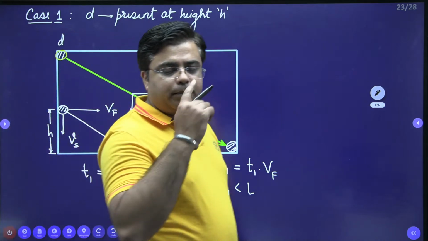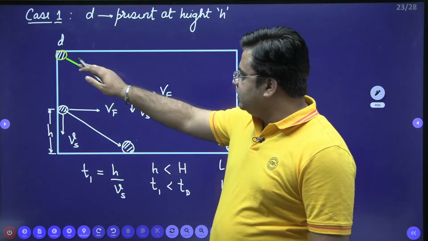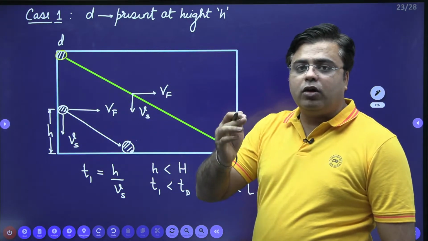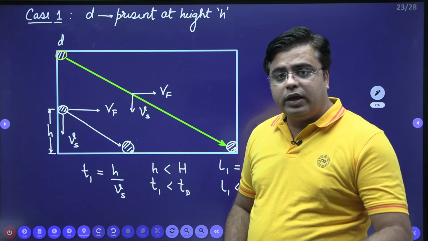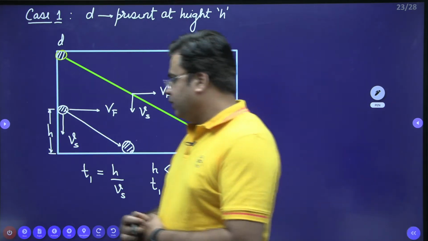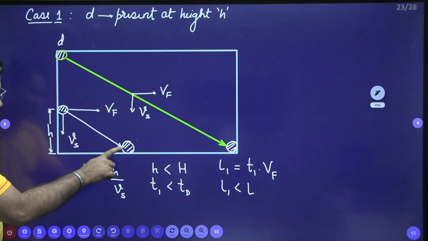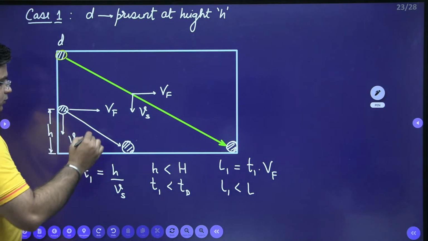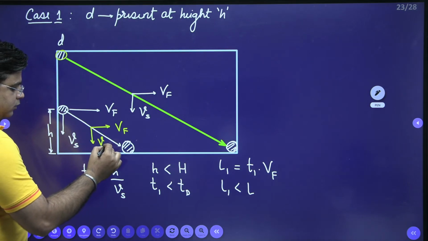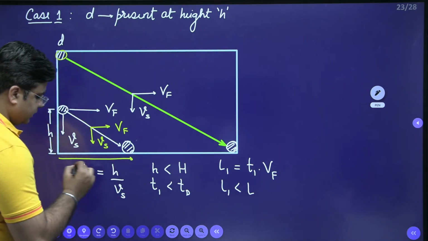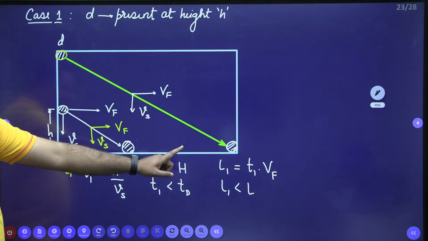So the concerned size of the particle present at height small h will be removed from the system, and the concerned size of the particle present at height capital H will also be removed from the system, because all these particles are reaching the bottom of the settling zone in the available time Td. Okay. In fact, if this concerned size of particle is present at some smaller height, it is reaching the bottom of the settling zone early. So this is Vf and this is Vs. The length travelled by this particle is L1, which is clearly less than L.